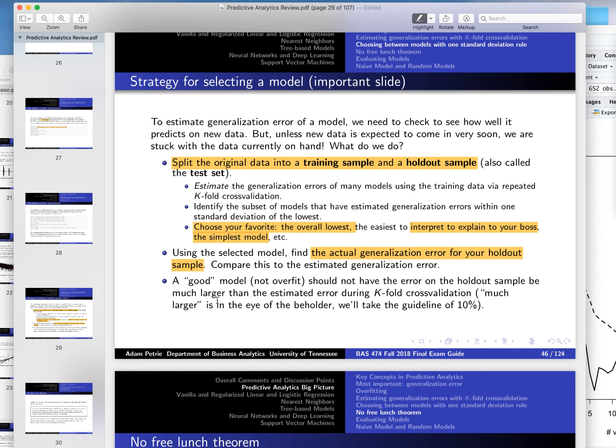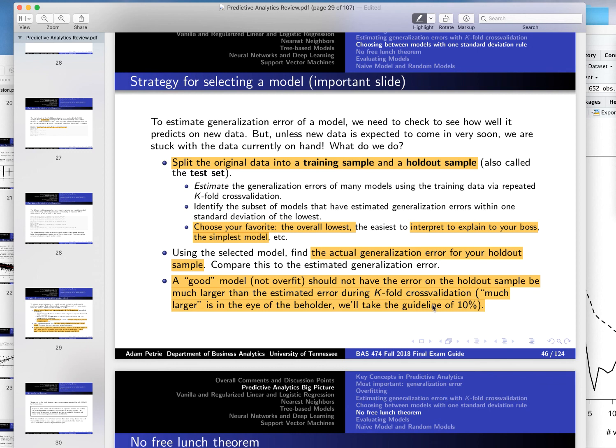Essentially, we've memorized too many quirks and features unique to the individuals in the training data. It's not existing in the data in general on the holdout sample, and so we should go back to the drawing board. So once we make those predictions on the holdout sample, we'll know if we have a good model, one that's not overfit, when we compare those two.